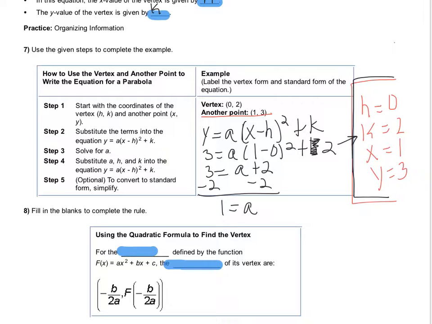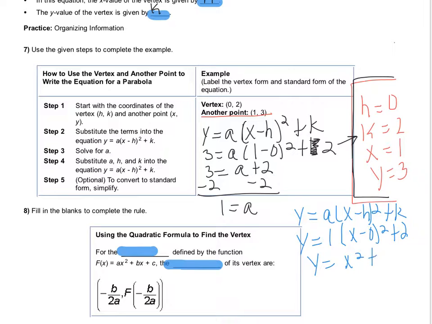So step 4 says substitute a, h, and k into the equation y equals a(x minus h) squared plus k. So here's what it's going to look like. We have y equals 1 times (x minus 0) squared plus k, which is 2. And when we simplify that, we just get x squared plus 2.